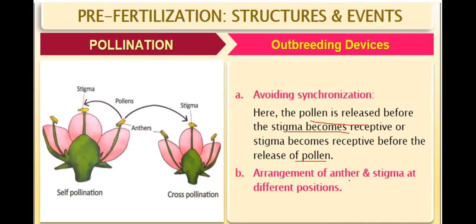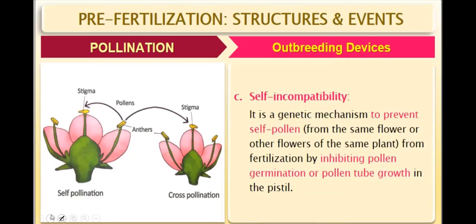Second method is arrangement of anther and stigma at different positions. Third method is self-incompatibility. Sometimes a question is asked, what do you mean by self-incompatibility? It is a genetic mechanism to prevent self-pollination from the same flower or other flowers of the same plant, from fertilization by inhibiting pollen germination or pollen tube growth.